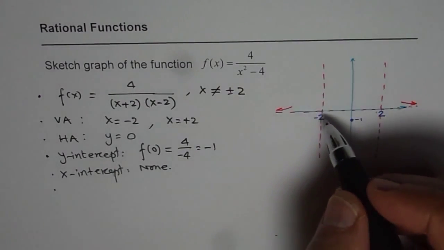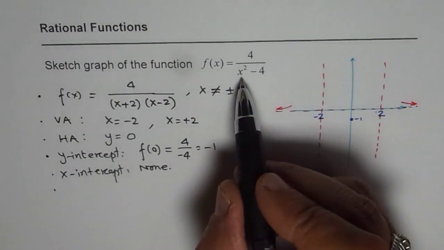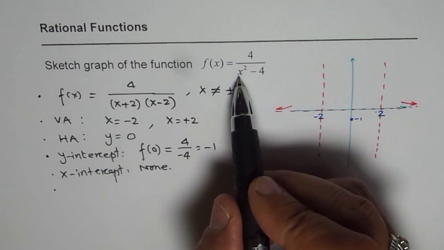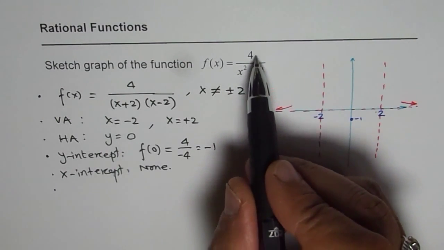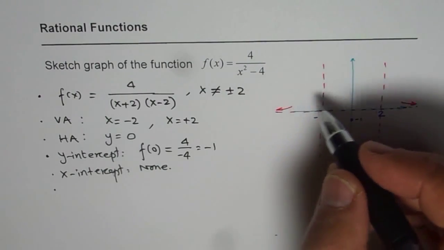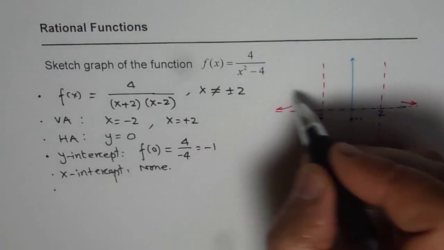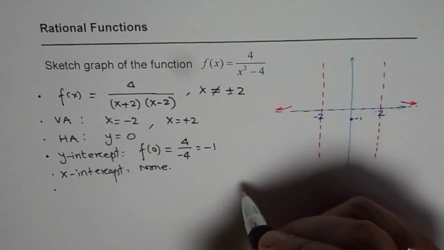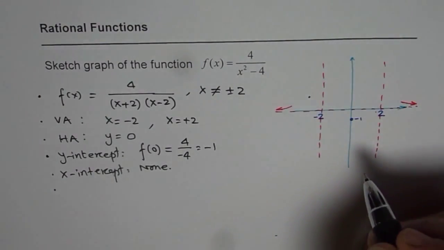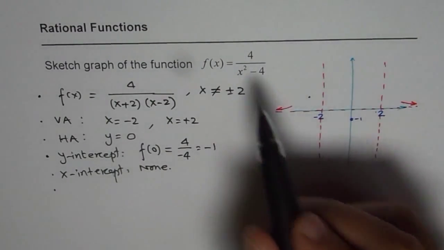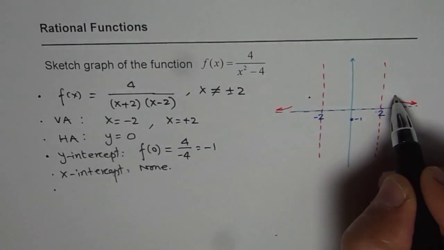Right? So if I take a value minus 3 here, at minus 3 we'll have 4 divided by 9 minus 3, which is 4 divided by 5, approximately 1. 4 divided by 5 will be positive. So let's say this is our value at minus 3, 4 divided by 5. Similarly, if I take plus 3, I will get the same value, right?